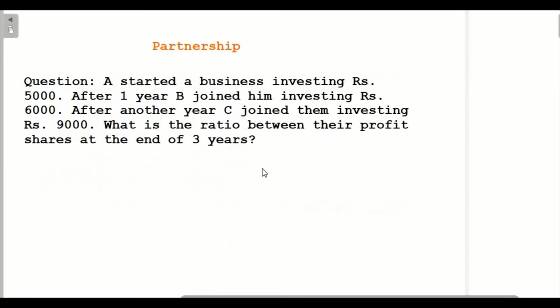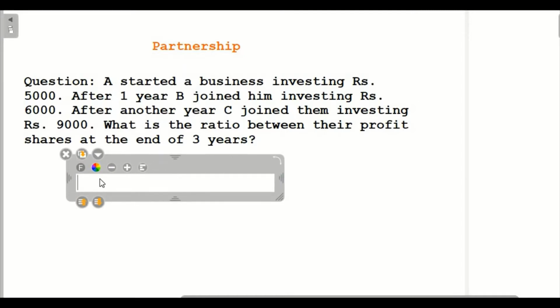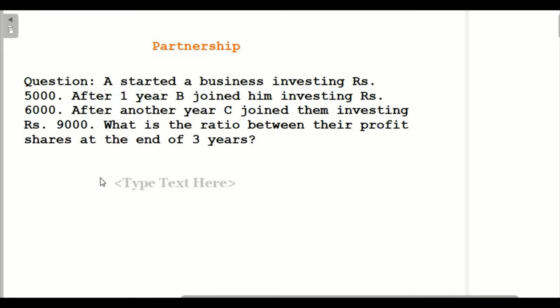Our next sum will be partnership. So here we have the question for partnership. The first question is: A started a business investing rupees 5,000. After 1 year, B joined him investing rupees 6,000. So A is starting a business, and after 1 year, B is joining as a partner with 6,000 of investment. After another year, C has joined with 9,000.